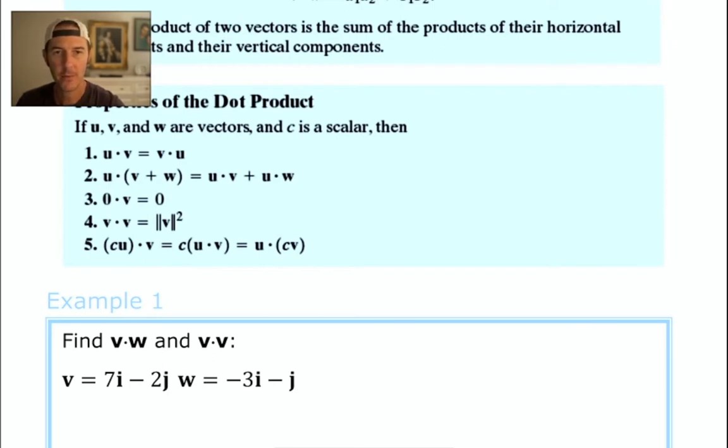And in number 5, c is a scalar, so it's just a number. And we can multiply that into a vector u and then dot it with the v vector, or we could do u dotted with v first and then distribute multiplication by a scalar. Or, and this is really interesting, we could take this scalar c and multiply it into vector v first. That's what we're seeing right here. And then we could dot the result of that with the u vector. And all of those combinations would yield the same result, the same number.